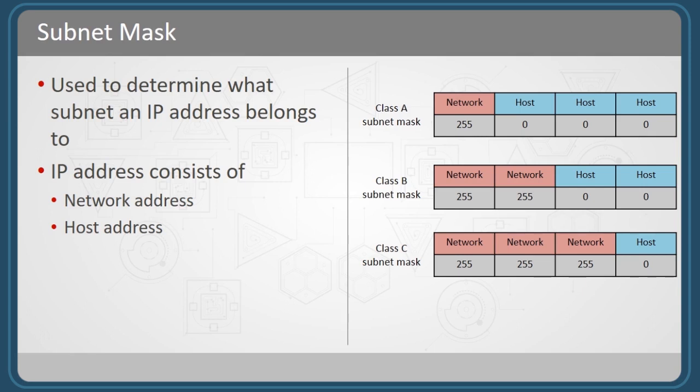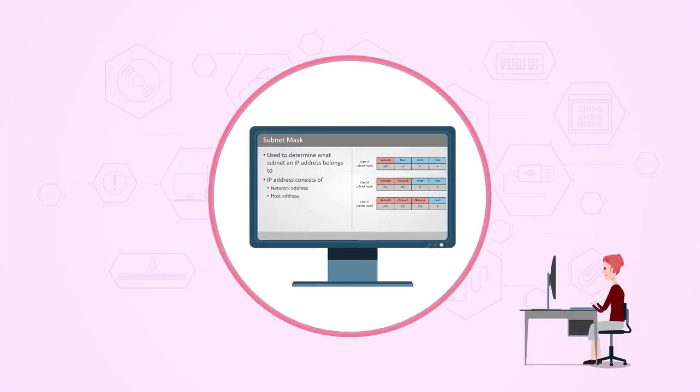So when configuring any system with its IP configuration, you must supply an IP address and a subnet mask, again, as 100% necessary values. And then if you want external communications, you must also configure a default gateway.